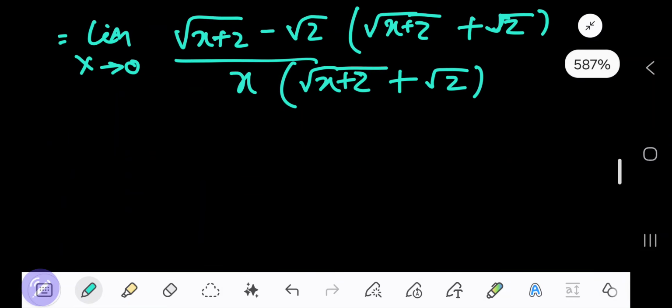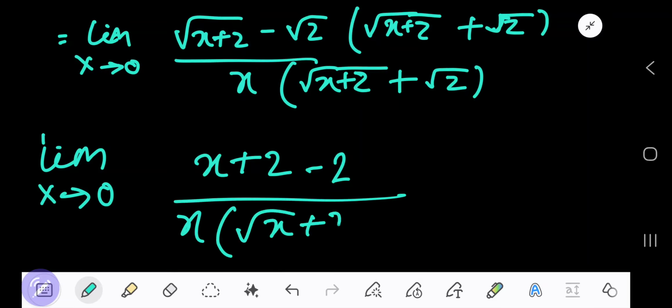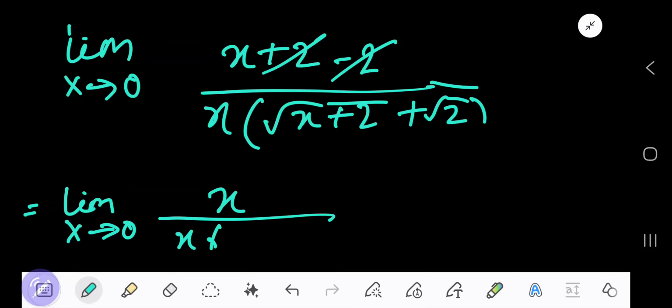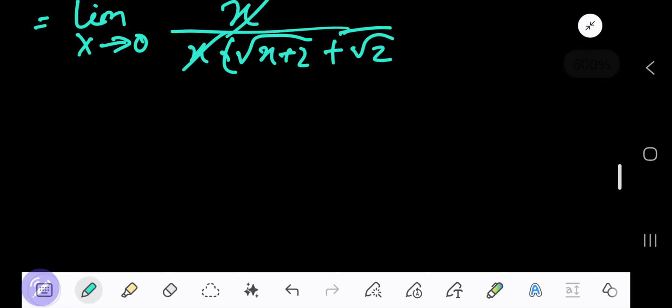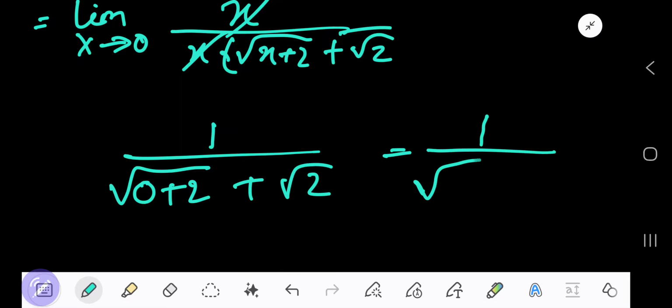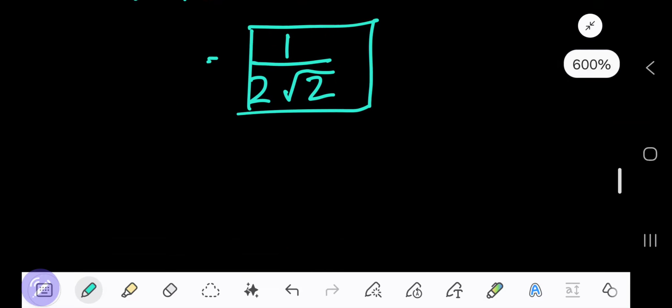So a plus b, a minus b, so all we're left with on top would be x plus 2 minus 2. So on top, minus 2 plus 2 cancel out. This equals the limit as x approaches 0 of x divided by x and this function plus root 2. So x cancel, so all we're left with is this. So when you plug in x is 0, now we'll have 1 over root 0 plus 2 plus root 2, which equals 1 over root 2 plus root 2, which equals 1 over 2 root 2, and that's how you do this question. And that was my bad, actually. I copied the wrong question there.